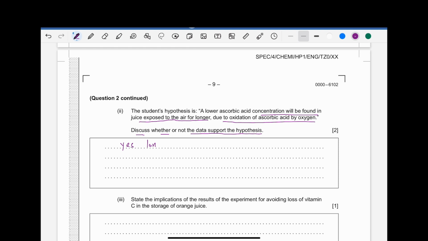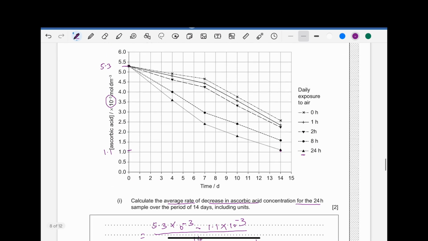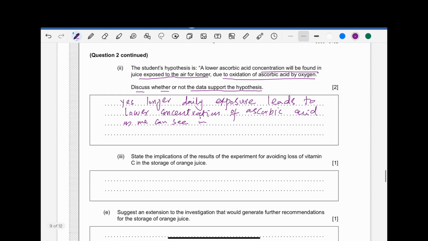Yes, longer daily exposure leads to lower concentration of ascorbic acid, as we can see in the 24-hour graph.